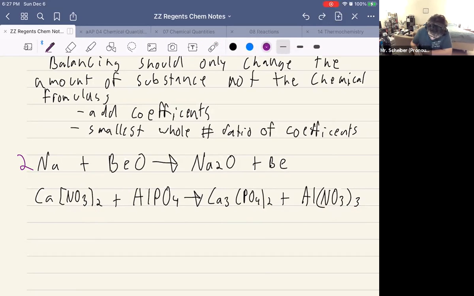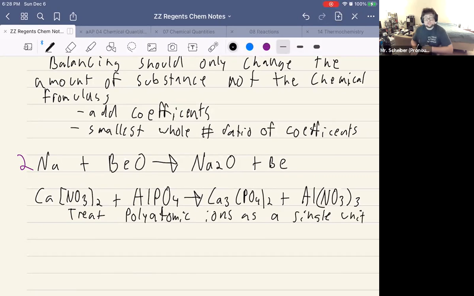It's more complicated. However, there's a trick. Just like we did in the crisscross method, we can treat polyatomic ions as a single unit. And that's going to make your life so much easier. What do I mean by that? Well, let's take a look here. We have 2 NO3s here. We have 3 NO3s there. We have 1 PO4 there. We have 2 PO4s there.